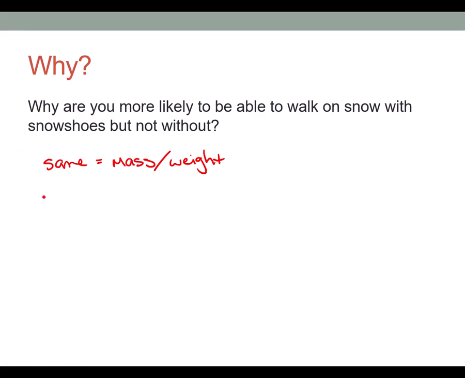But the thing that really changes is the size of your foot. You get the idea, right? Mass stays the same, the size of your foot changes. So what that really adjusts is how much pressure you're putting down.